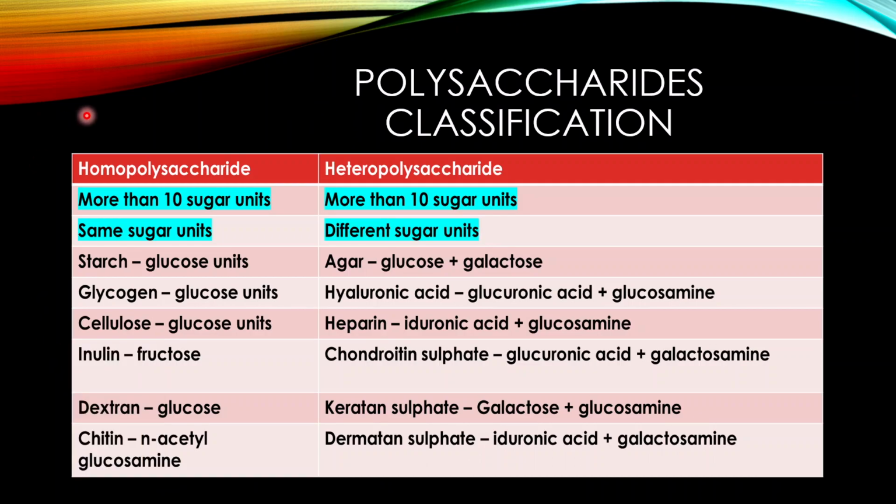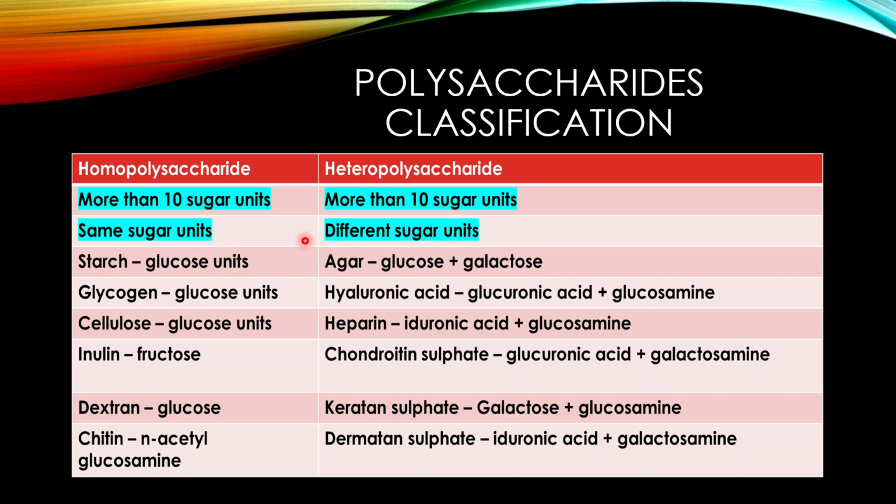Polysaccharides are basically classified as homopolysaccharides or heteropolysaccharides. Homopolysaccharides are more than 10 sugars joined together by glycosidic bonds, and all these sugar units are the same. There is no difference in sugar units. Whereas heteropolysaccharides have more than 10 sugar units joined together, but they contain different sugar units. The term homo means same sugar units and heteropolysaccharide means different sugar units.